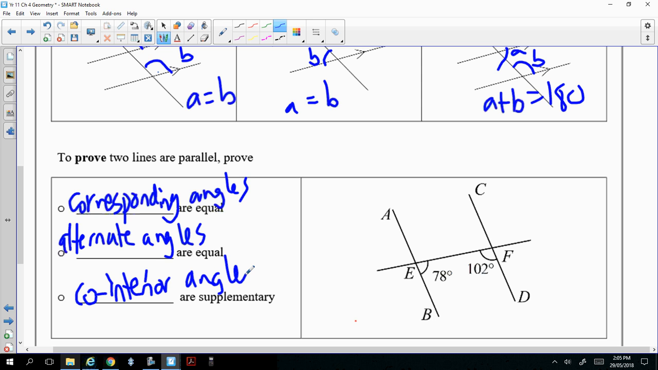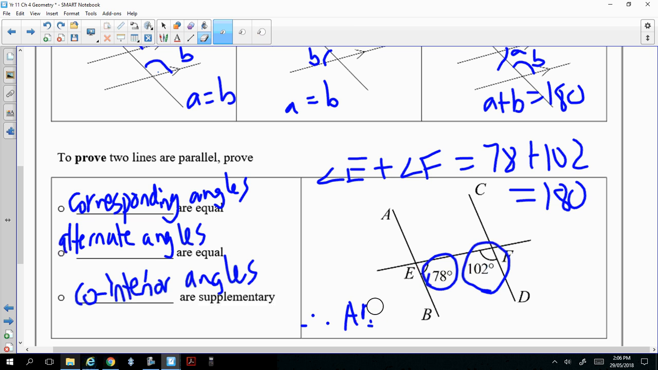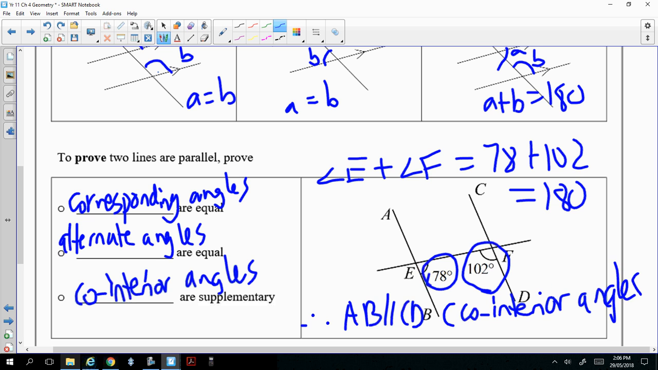And there's a little example for you to try. Are these parallel? How do we know? Not just because it's co-interior. You have to check the co-interior angles add up to 180. So angle E plus angle F is 78 plus 102, which is 180. So you say, therefore, AB is parallel to CD because the co-interior angles are supplementary.